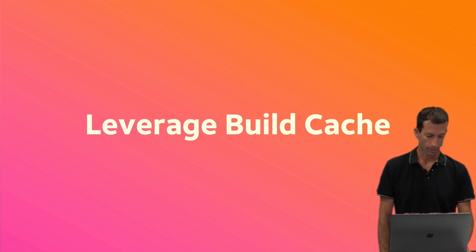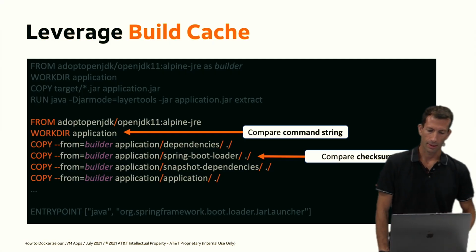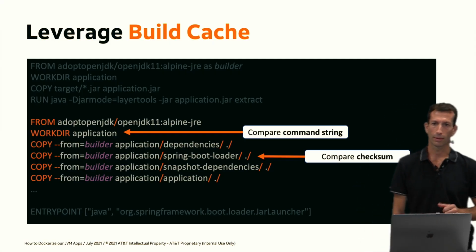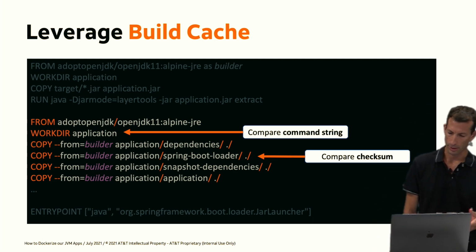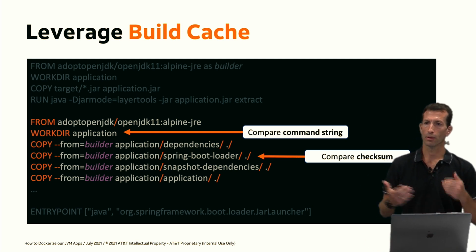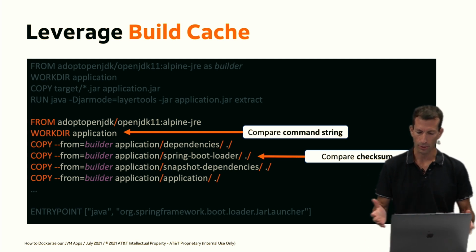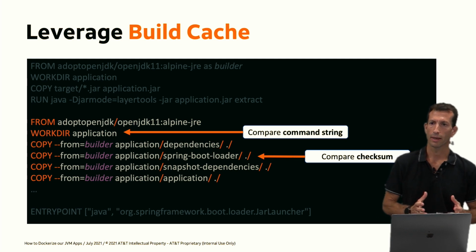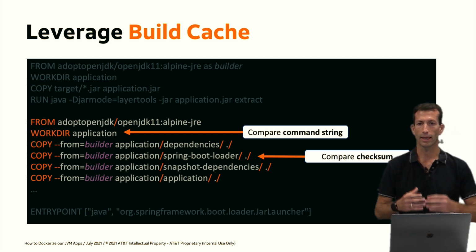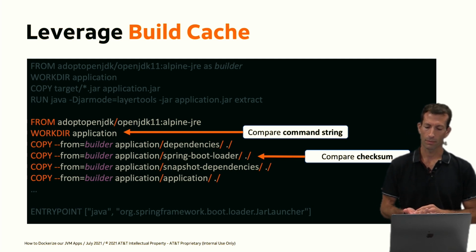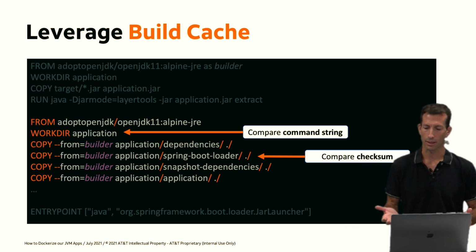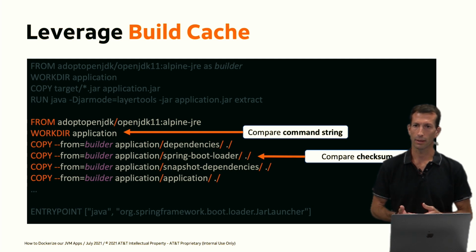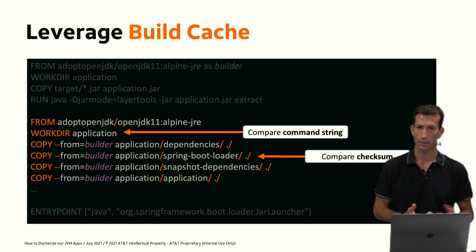Another crucial topic, leverage build cache. So let me try to explain how the Docker cache works. So Docker, when it runs into an instruction, any instruction, it first checks if it already has an image, and maybe an intermediate image that correlates to this instruction. If it does, it uses it. This is the cache. If it doesn't, it just executes the instruction.